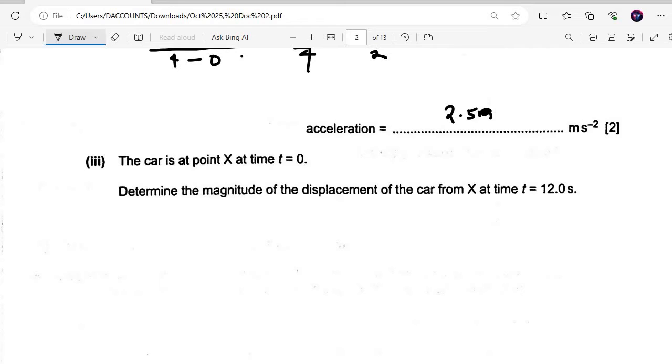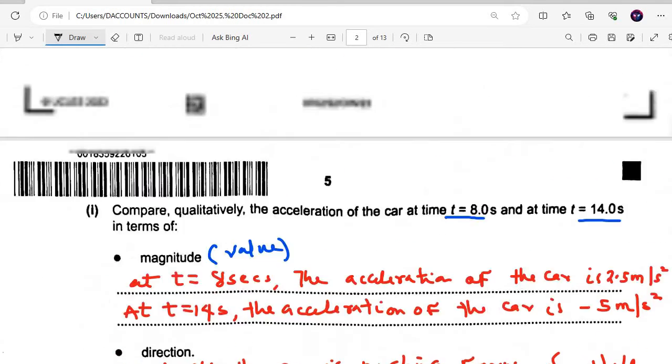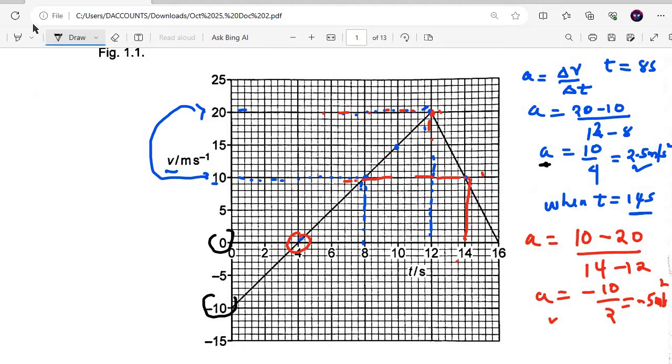The third one, the car is at a point x at t equal to 0. Determine the magnitude of displacement of the car from x. Displacement is change in position. Okay, let me clean this. Displacement is change in position. You have to determine the magnitude of displacement at t equal to 12 seconds.